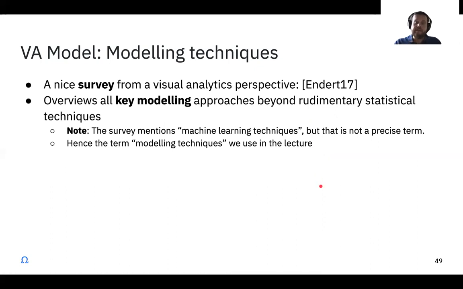Basically, the survey overviews all key modeling approaches that go beyond rudimentary statistical techniques. Even though I mentioned these rudimentary statistical techniques such as mean, average, expected value, mode, median, box plot analysis, the word rudimentary here doesn't mean useless or beginner. It's always still useful, so use your stats. But on top of that, we might need some more complex ways to do things. Note that the survey mentions machine learning techniques. I don't believe it's a very precise term, so that's why we're going to use the term modeling techniques, which I believe is more correct in this lecture.